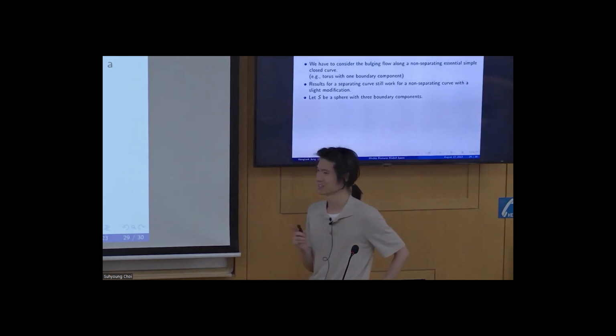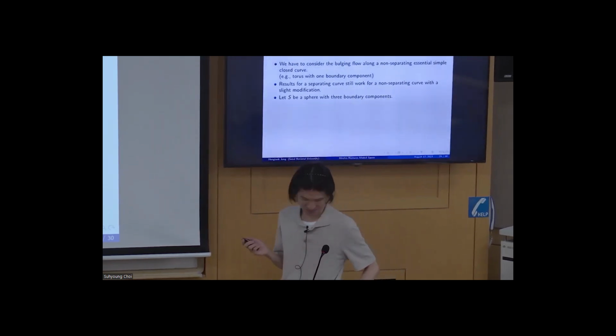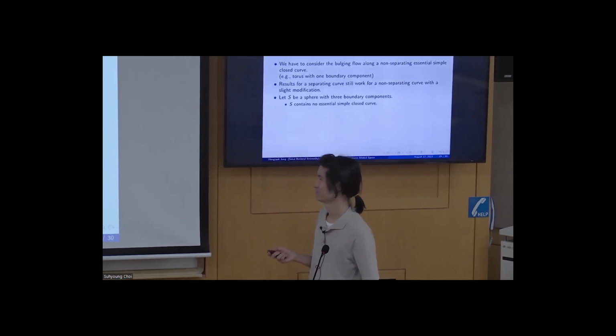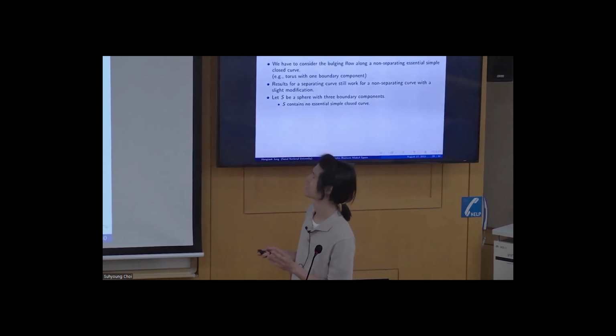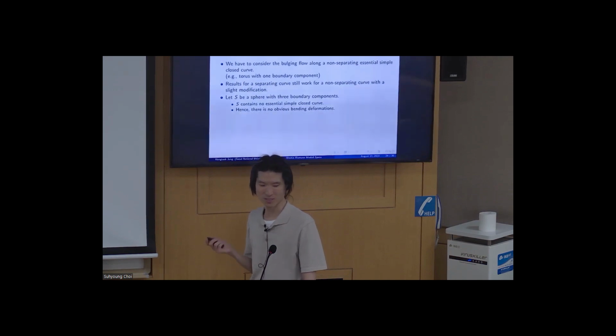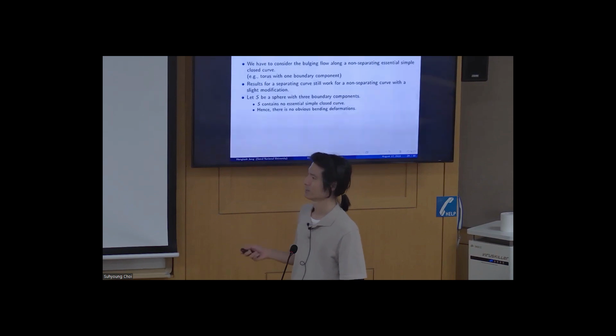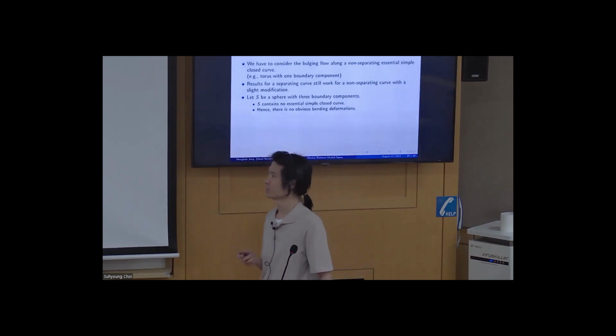But there is one surface that doesn't have any essential simple closed curve. That's the pair of pants. I mean, we are talking about compact surfaces: the sphere with three boundary components. It doesn't have any essential simple closed curve, so it doesn't admit any obvious bending deformation. So our argument just breaks down for this case. But fortunately, in this case, our Hitchin component is actually the same as the moduli space itself, because the mapping class group in this case is just trivial.